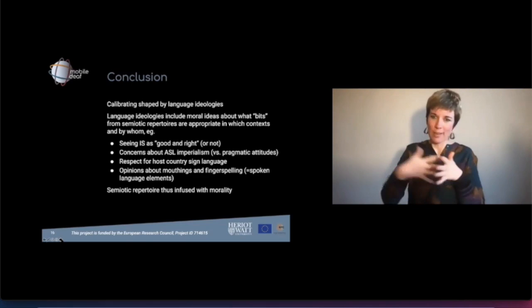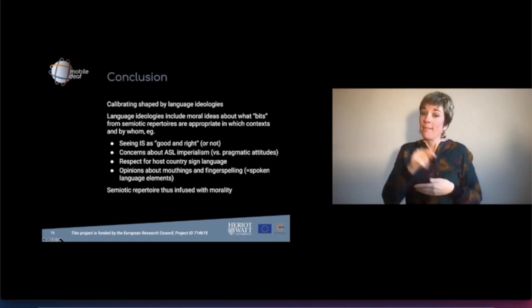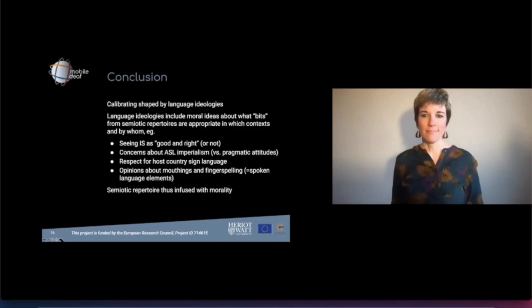languages. So there are many ideological connections with what's right about use and what should be used in communication and many disagreements. So what this really shows us is that the semiotic repertoire that we see manifested is heavily infused with morality.